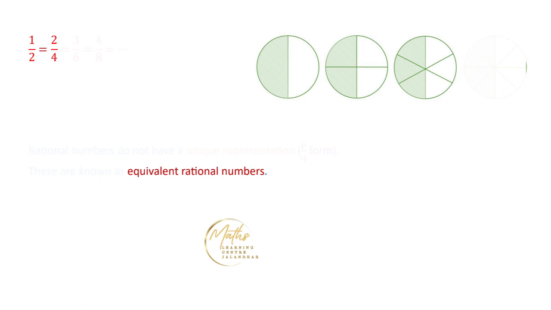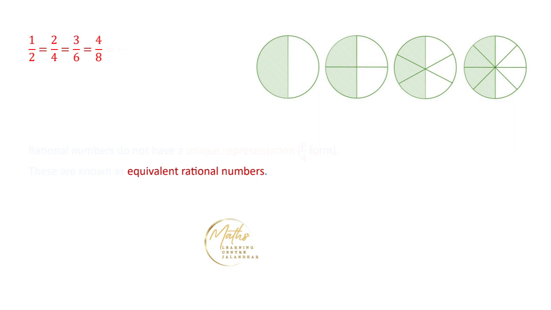So this is represented by the number 3 by 6. And last, we are saying, suppose we have divided this circle into 8 parts and we have selected 4 parts out of it. So we will obtain the number 4 by 8.